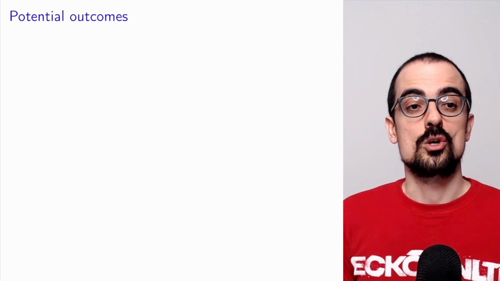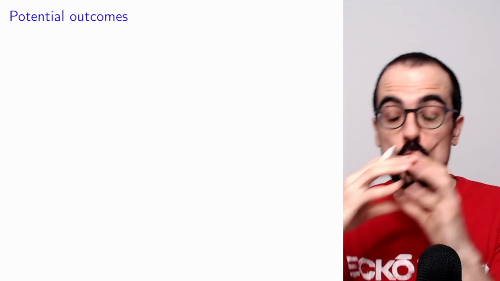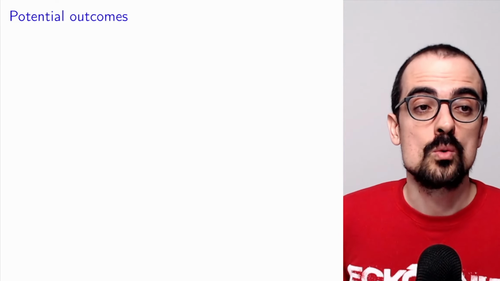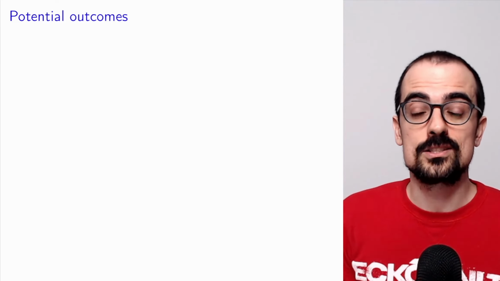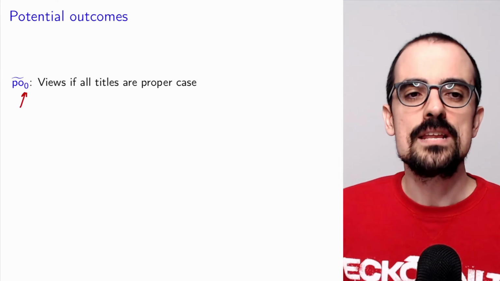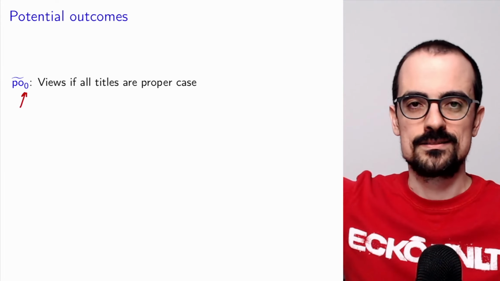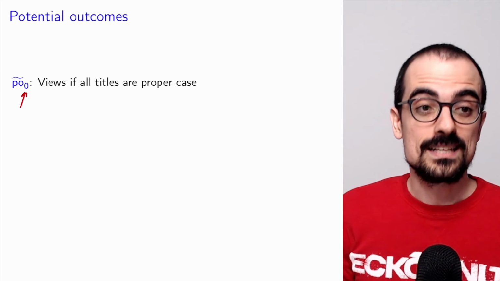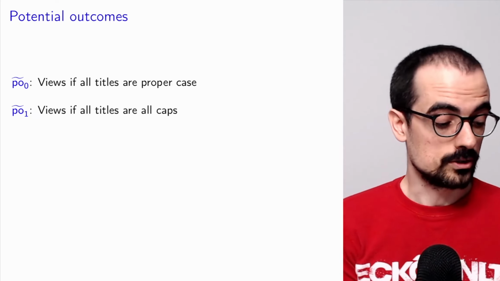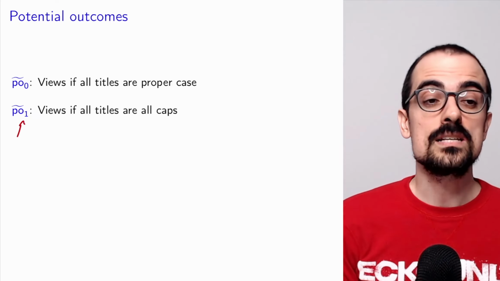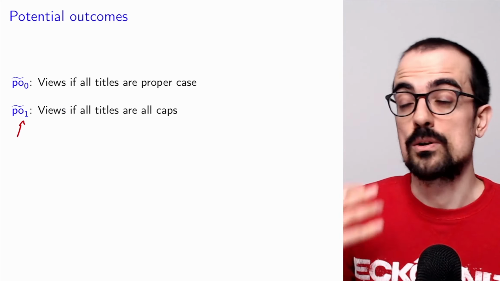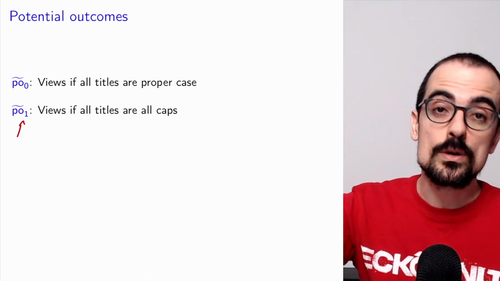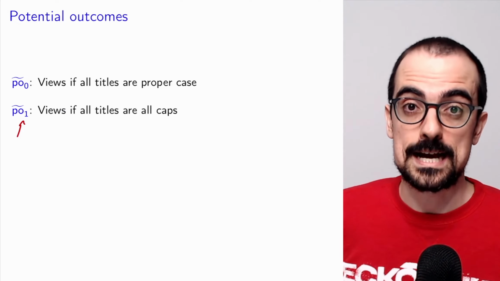So in order to frame the problem of whether the all caps title actually causes the video to get more views, we define these things called potential outcomes. The potential outcome for treatment 0 tells us how many views videos would get if we never put any title in all caps. Conversely, the potential outcome for treatment equal to 1, which we write like this, tells us what views videos would get if we put all videos with all caps titles.